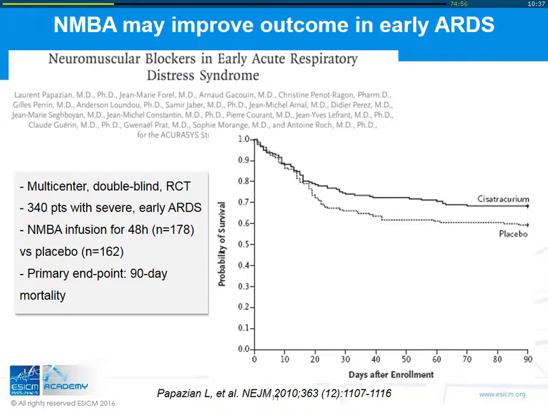Yes, of course, but what is important to specify is how long we wait. What I mean is that I will not start to intubate the patient and immediately start NMBA, but this doesn't mean that I will wait for 2 or 3 days to start this therapy. But this is not what the paper says. No, the paper gives us a different message.